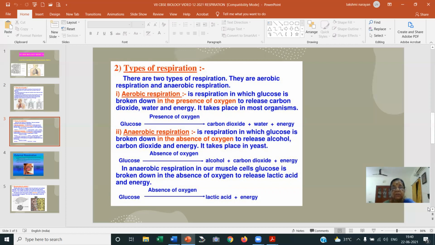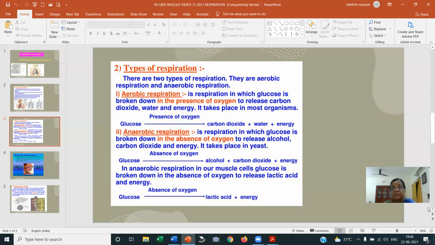So, the equation: glucose in the absence of oxygen gives alcohol plus carbon dioxide plus energy. Here the energy is just 50 kilojoules. So that is the equation. Similarly, there is one more anaerobic respiration.